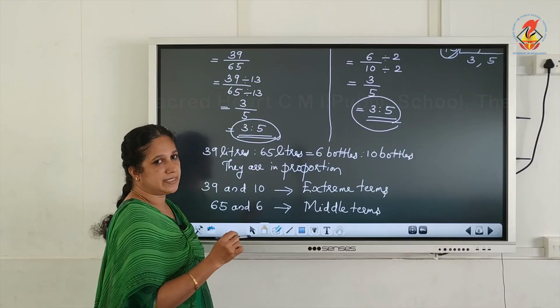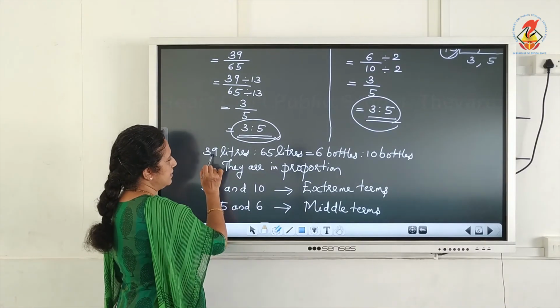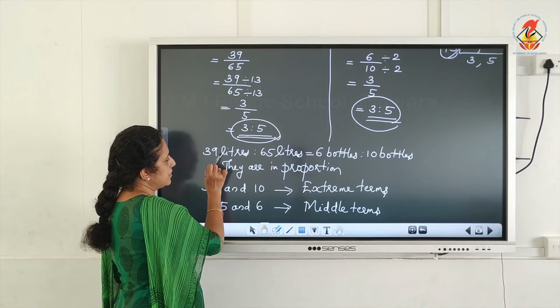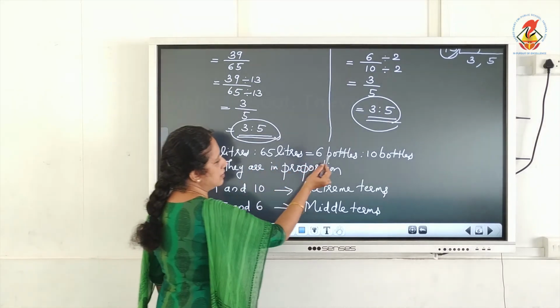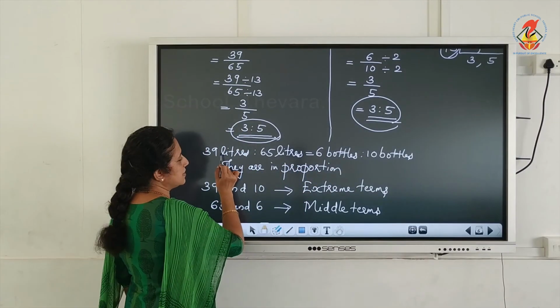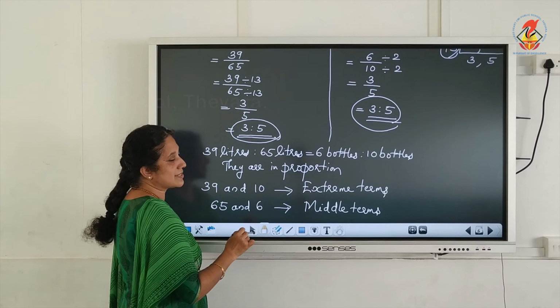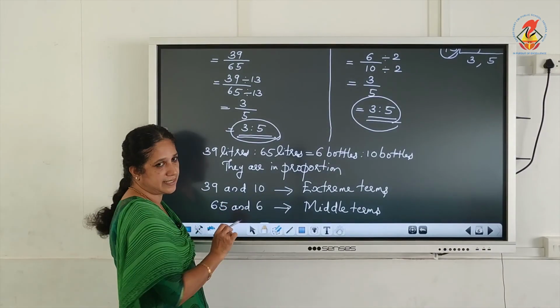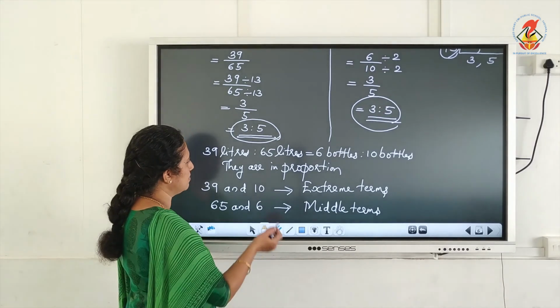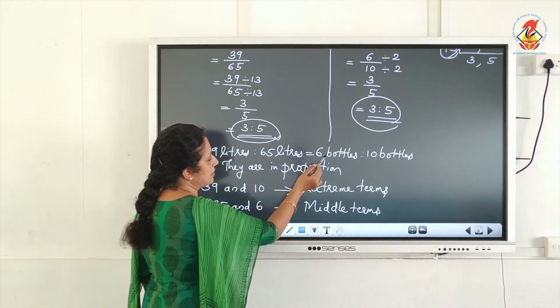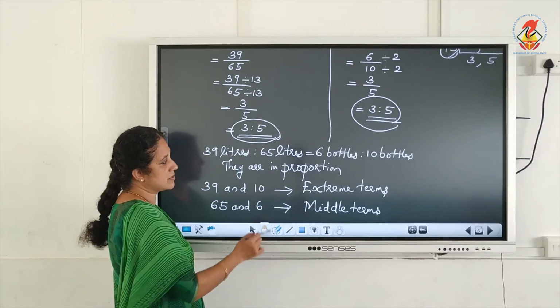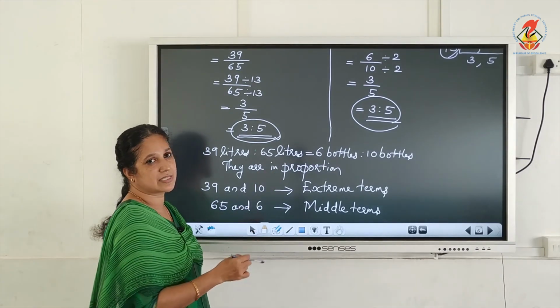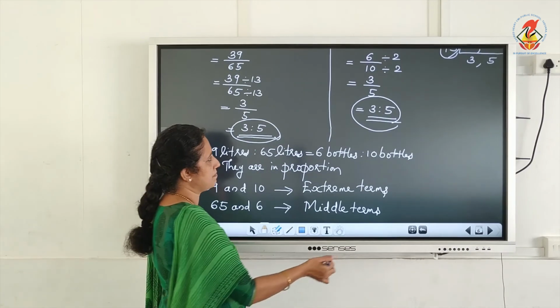So, if the four quantities are in proportion, then we have the first term, second term, third term and fourth term. The first and the fourth terms are known as the extreme terms. Here the first and fourth terms are 39 and 10, therefore they are the extreme terms. And the second and third terms are known as the middle terms. So, here the middle terms are 65 and 6.